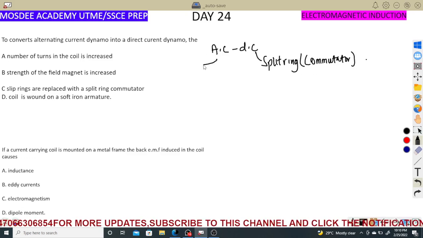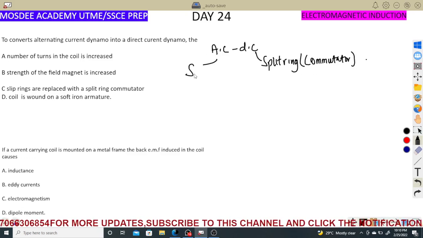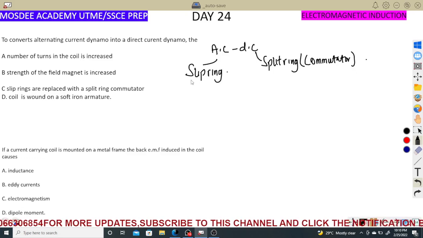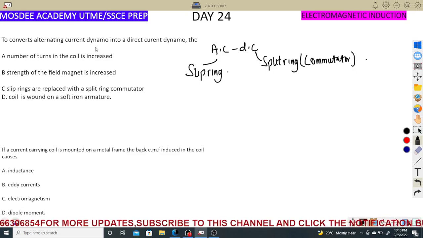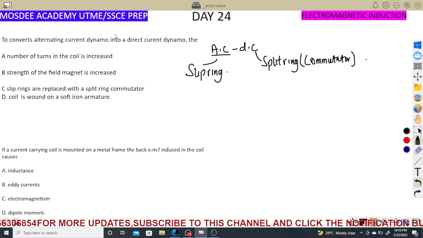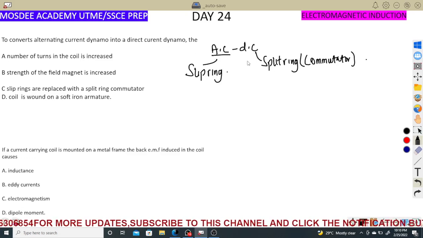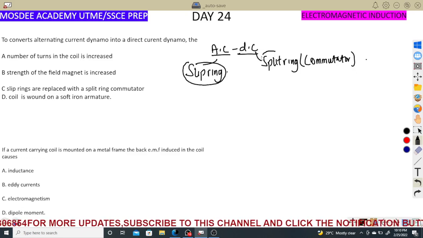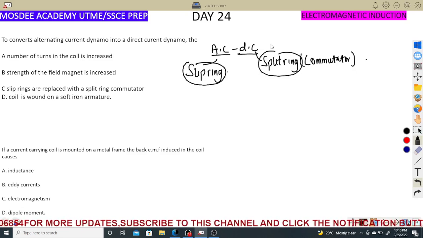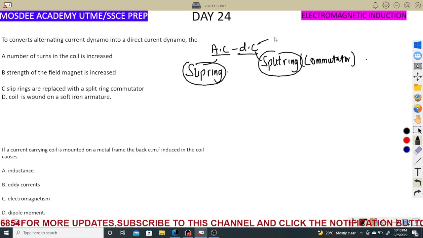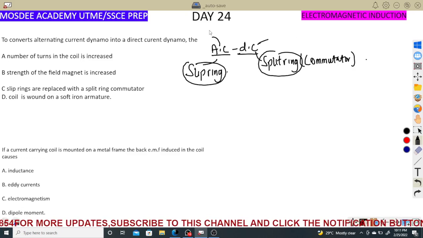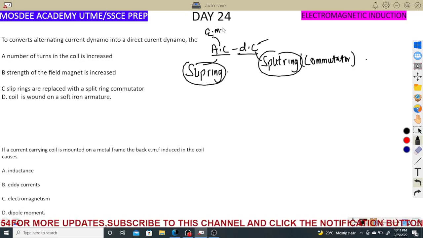So about here, we use what they call a slip ring. If you want to convert alternating current AC to a direct current dynamo, you replace the slip ring with what? A split ring. This is under magnetic effect of current and force on the current carrying conductor. This is under electromagnetic induction.